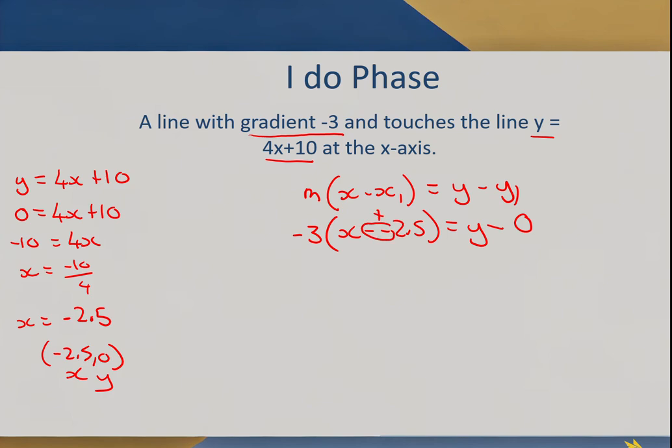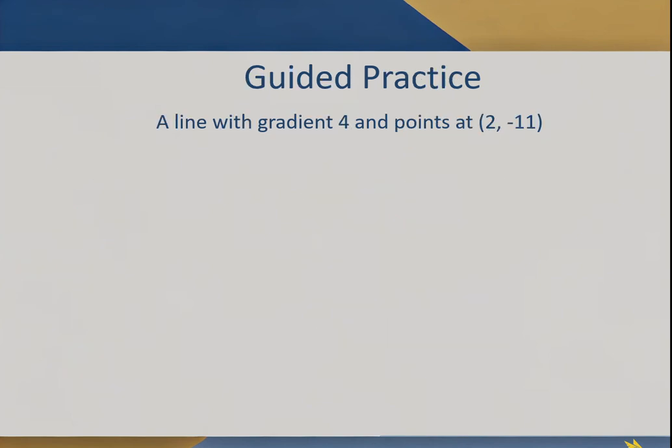And then I just expand it. Negative 3 times x and negative 3 times 2.5. So negative 3 times x is negative 3x. Negative 3 times 2.5 is negative 7.5. And then we've got equal to y. So I can rewrite this: y is equal to negative 3x take away 7.5.